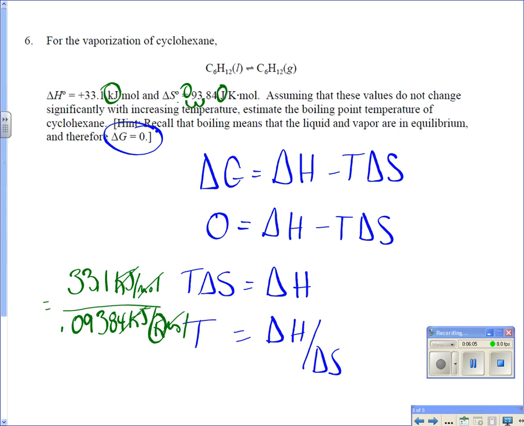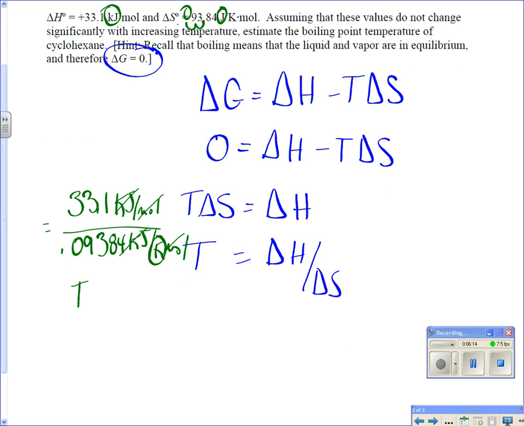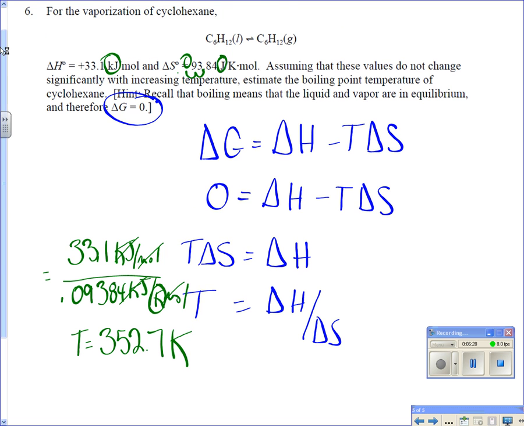And so when you just do that quick division, you end up with that T is equal to 352.7 Kelvin. And that means then that what they were looking for is the boiling point. And so I know that that is the boiling point of this particular substance.